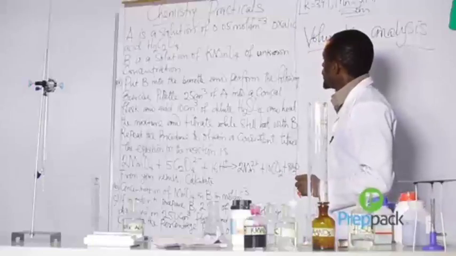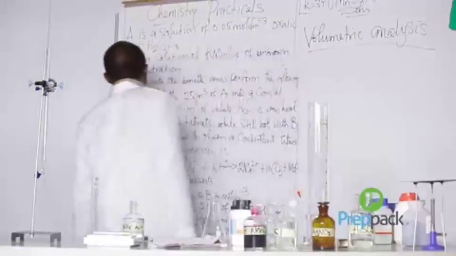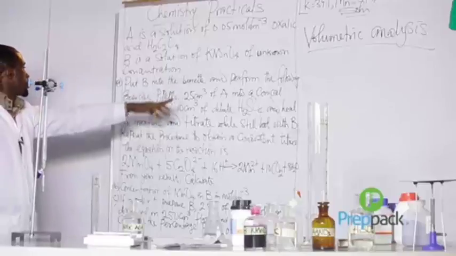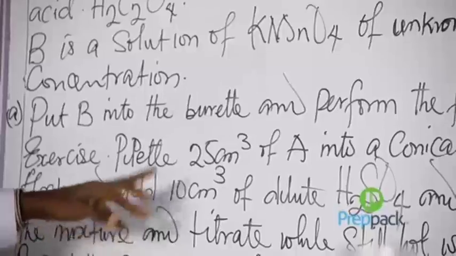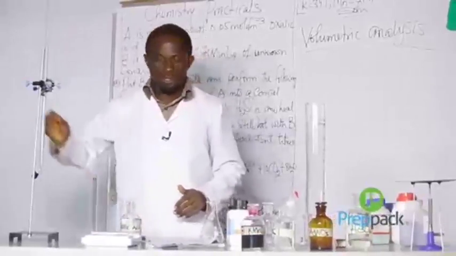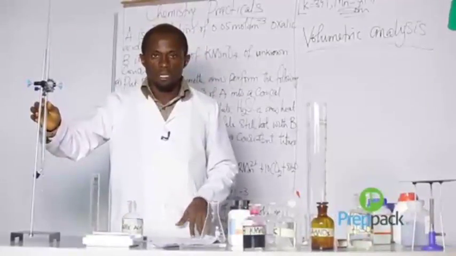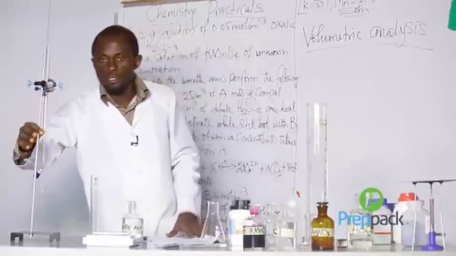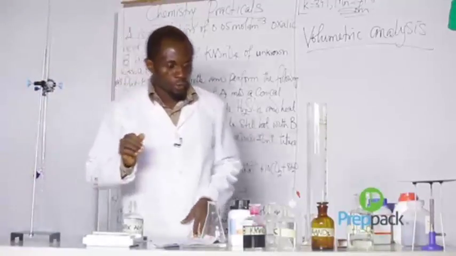Put B into the burette and perform the following exercise. Pipette 25 cm cube of A into a conical flask and add 10 cm cube of dilute H2SO4. If I'm to go by this, the instruction says put B into the burette. This is my burette. This is the retort stand. So I need to keep the instruction now.